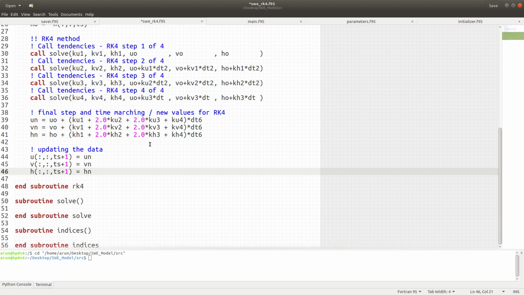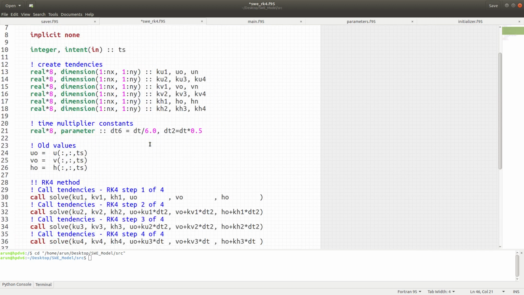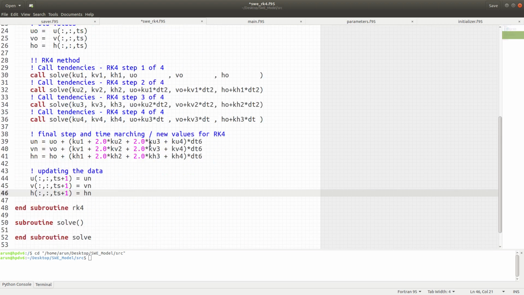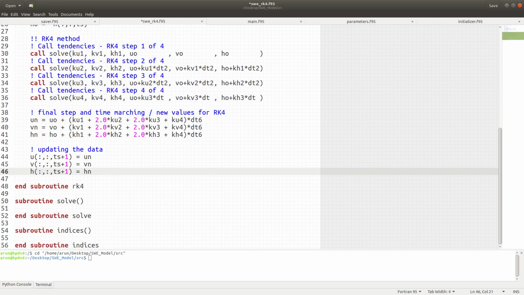This way our subroutine is over. This Runge-Kutta subroutine is over. Alright, and now we are going to do the toughest one, the solve module. This is going to take you a lot of time.